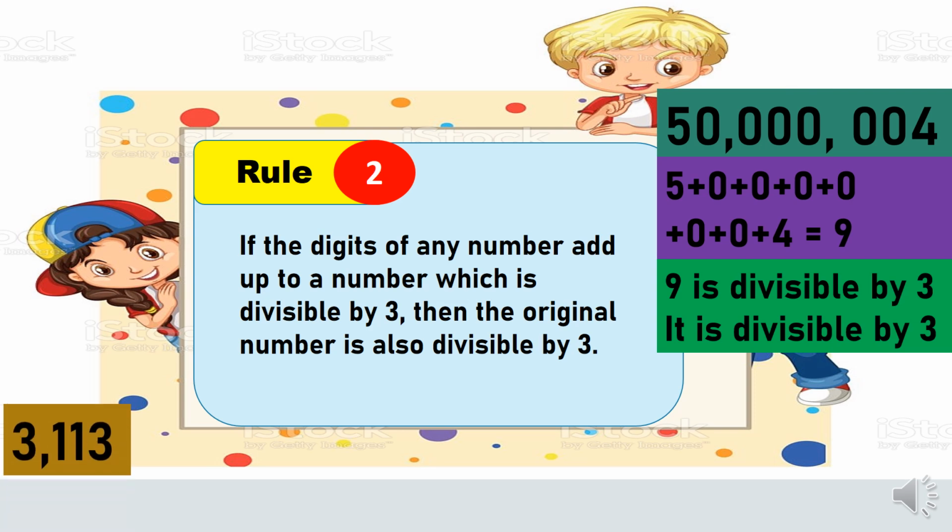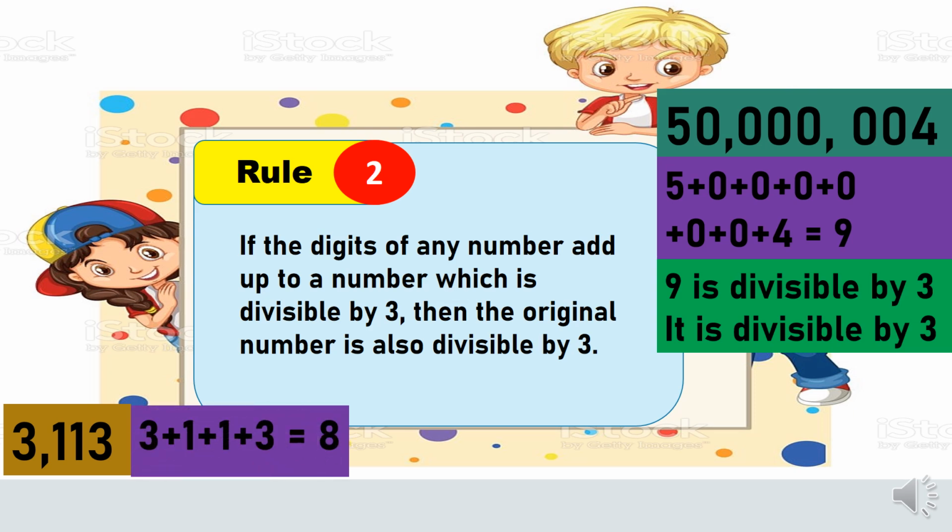Take another example. We have the number 3113. In this case, what will we do? We will add all the digits. As per the rule, we will not divide them, we will add all the digits. 3 plus 1 plus 1 plus 3. So 3 plus 1 is 4, 4 plus 1 is 5, 5 plus 3 is 8.